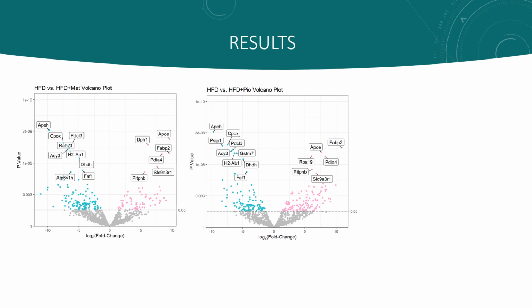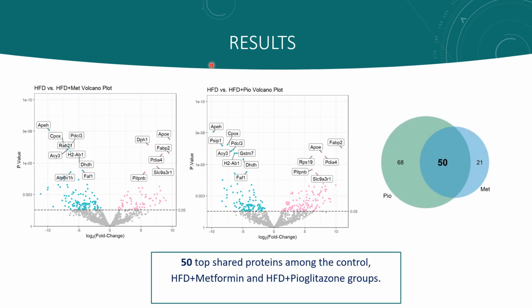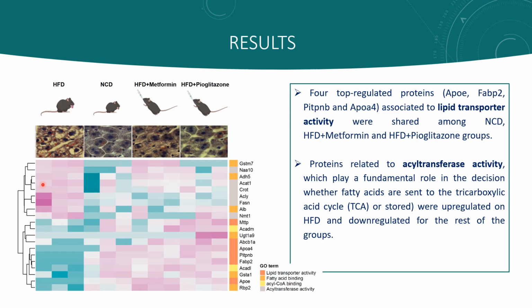The volcano plots of both high-fat diet versus treatment with metformin and high-fat diet versus treatment with pioglitazone allow visualization of top-regulated proteins. The Venn diagram shows 50 proteins shared among upregulated pioglitazone and upregulated metformin proteins. On this heat map, we can see a column comprising 3 samples corresponding to each group.